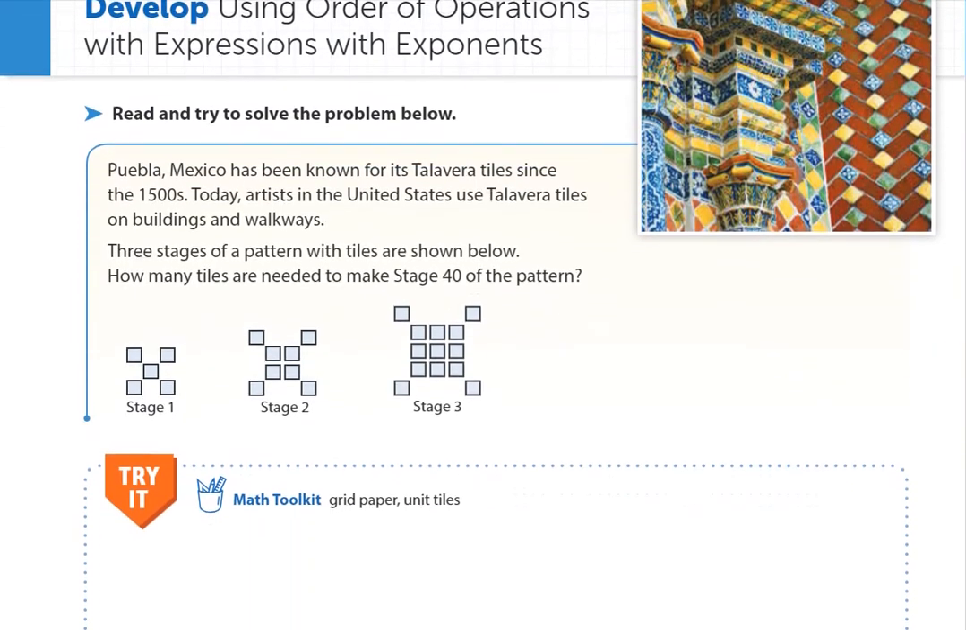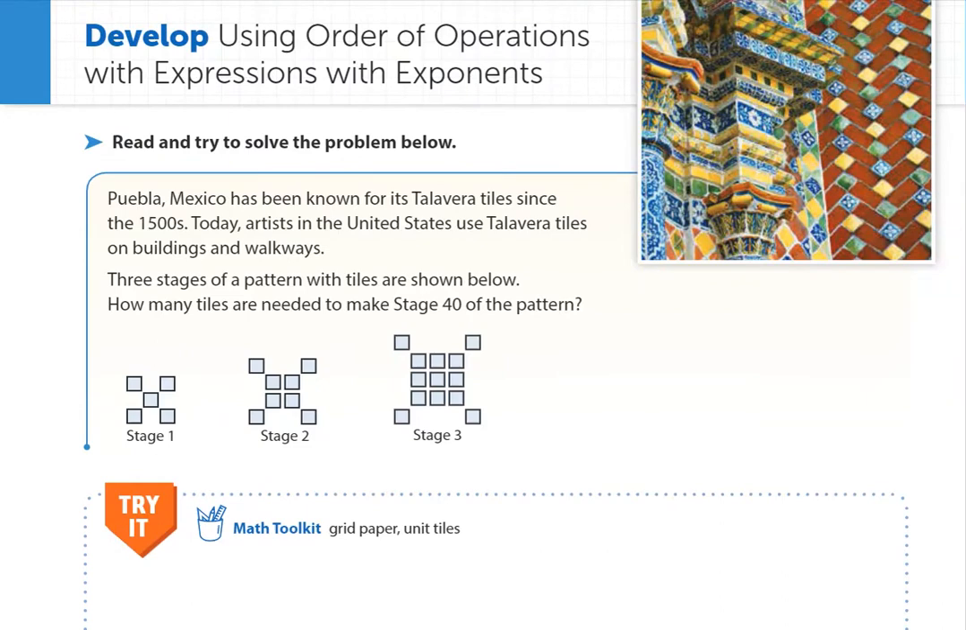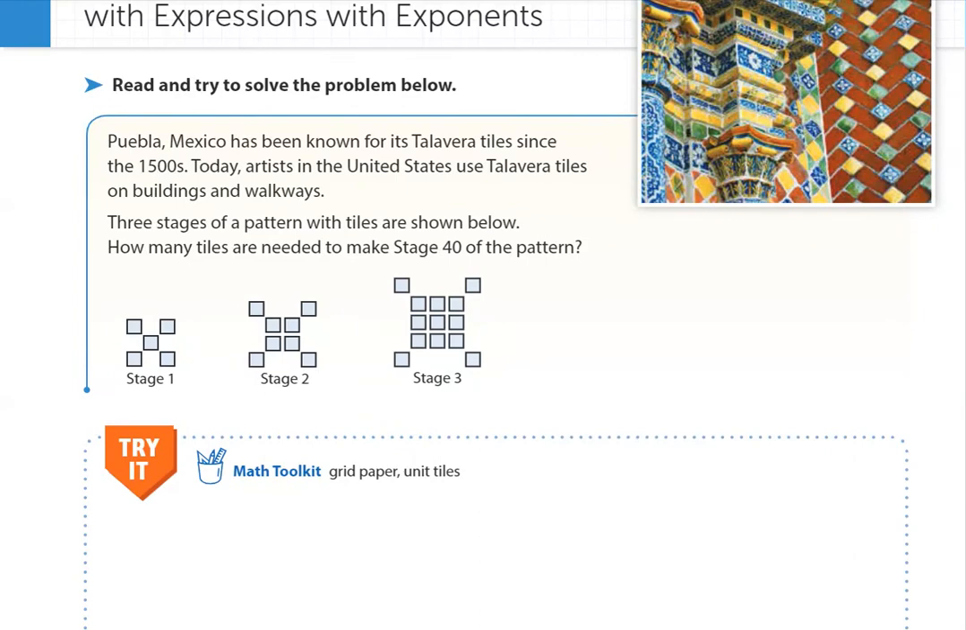And our try it problem here says, Puebla, Mexico has been known for its Talavera tiles since the 1500s. Today, artists in the United States use Talavera tiles on buildings and walkways. 3 stages of a pattern with tiles are shown below. How many tiles are needed to make a stage 40 of this pattern? So first we need to figure out what is the pattern.